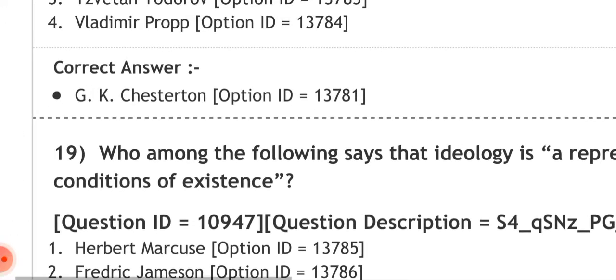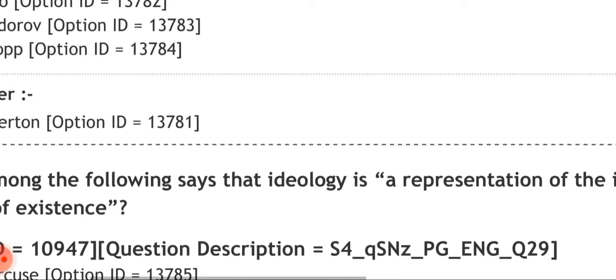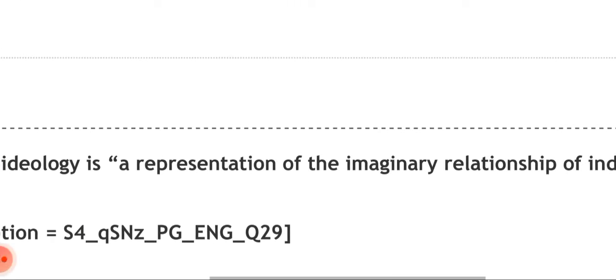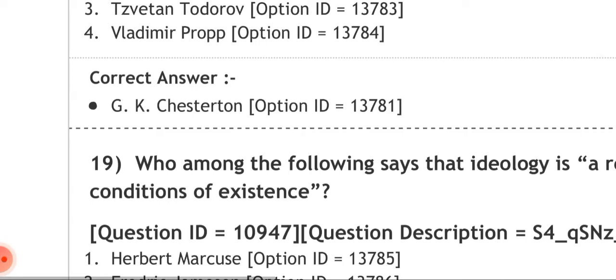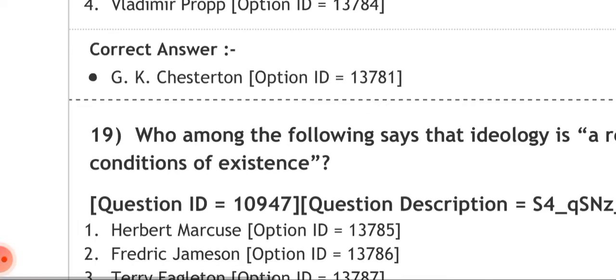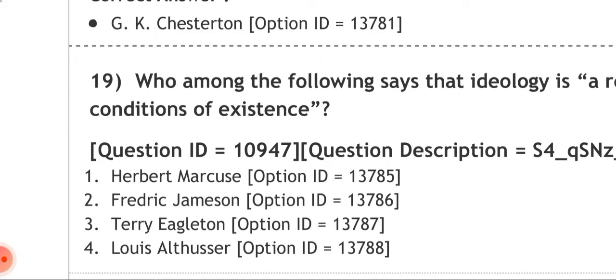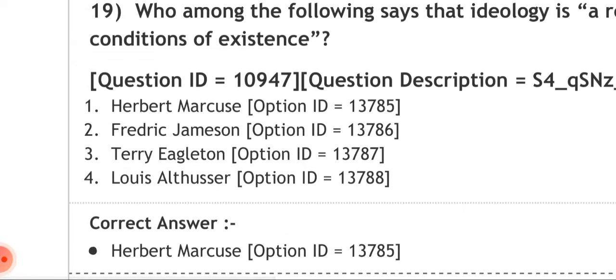Next question. Who among the following says that ideology is a representation of the imaginary relationship of individuals to their real conditions of existence? Options are number 1, Herbert Marcuse. Second, Frederick Jameson. Number 3, Terry Eagleton. Number 4, Louis Althusser. The correct answer is Herbert Marcuse.